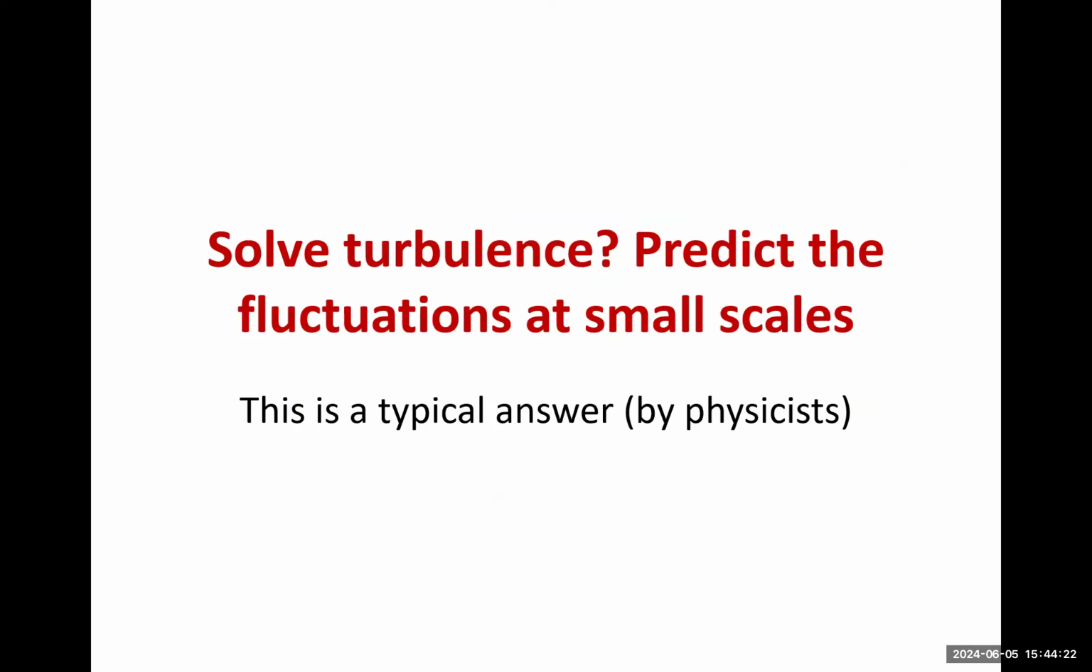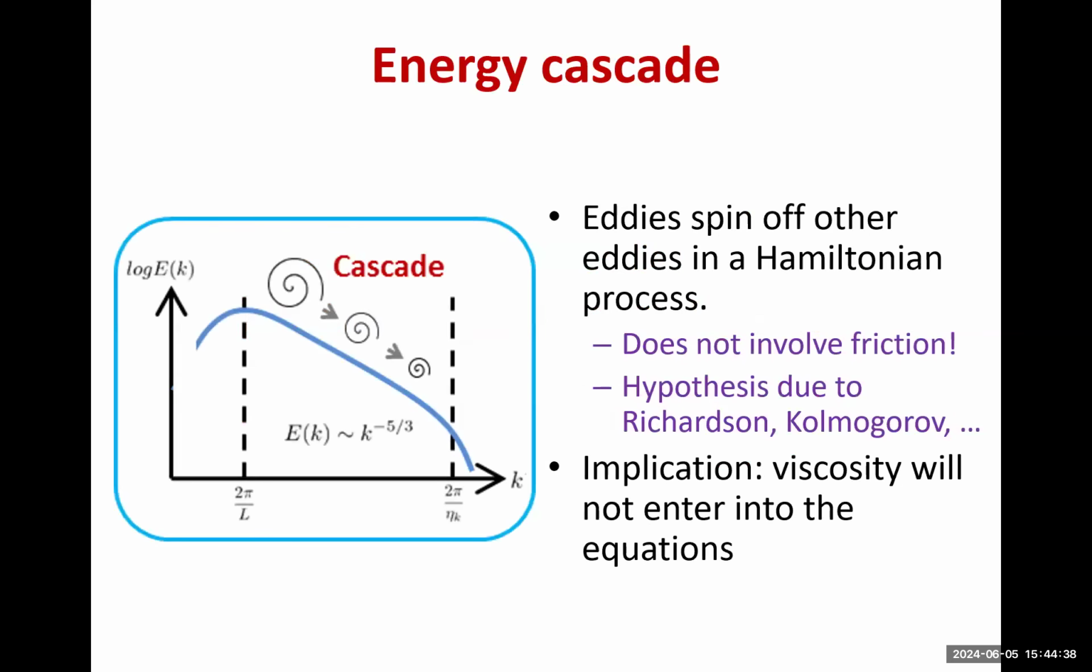Okay, so what does it mean to solve turbulence? If you ask a physicist, they'll say, well, turbulence is fluid doing this, right? So I should be able to predict the fluctuations at small scales, which is where the fluctuations occur. Okay, so that's what a physicist would say. So let's see what actually happens.